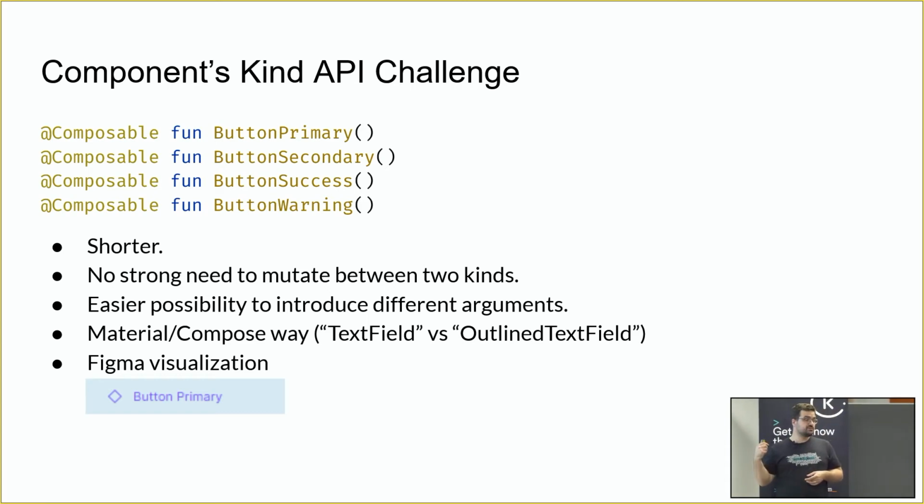Second, there is no strong need to mutate between those kinds of buttons. If there would be the need, it would be more natural to put it as an argument, but because we don't change primary to secondary buttons quite often, we are using this style, which is also the official style in Material. You have two text fields and the only difference is the visual, but they are creating two functions for this.